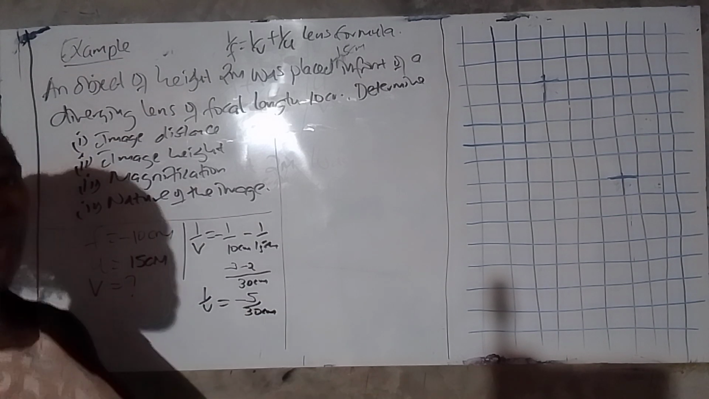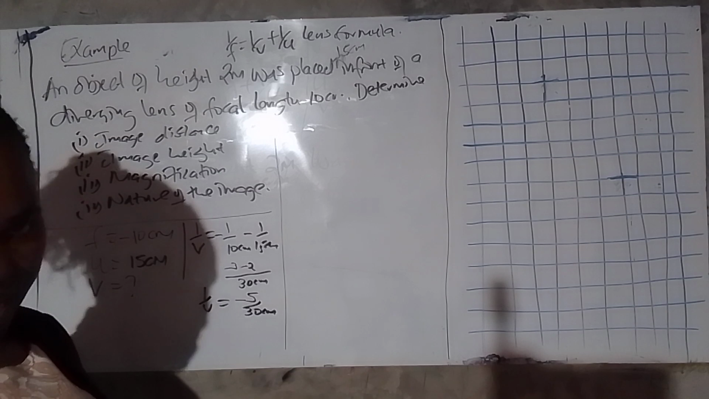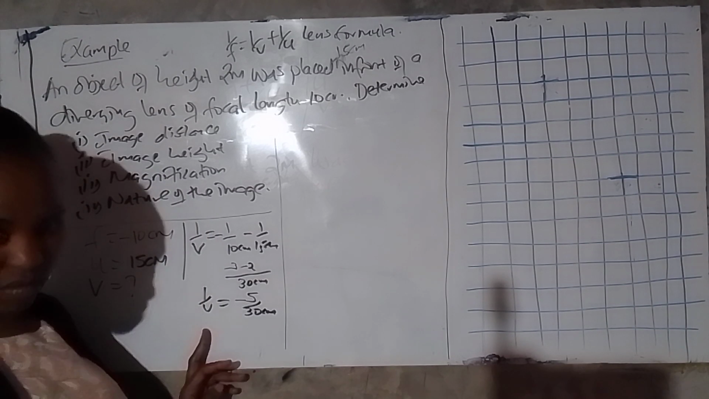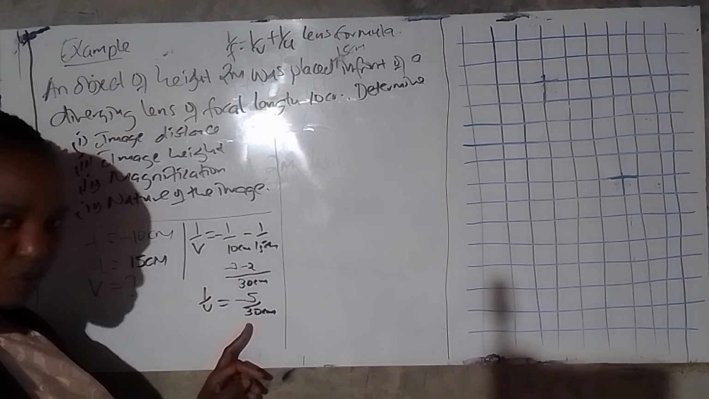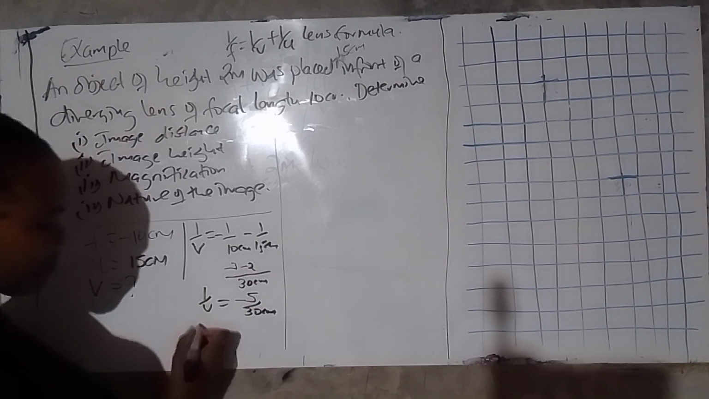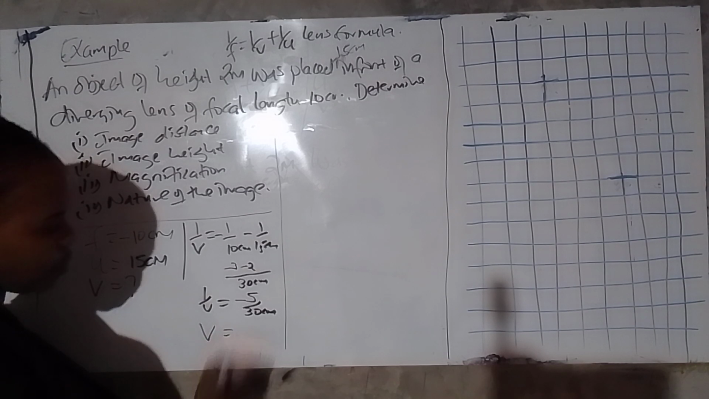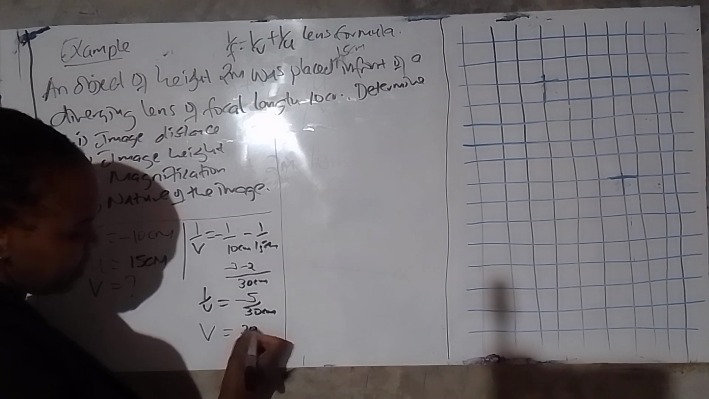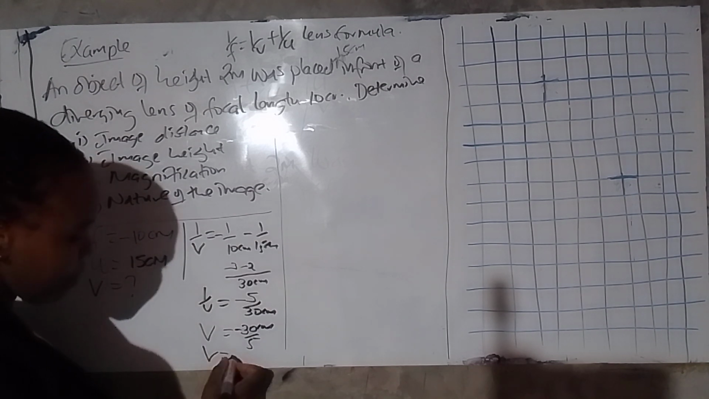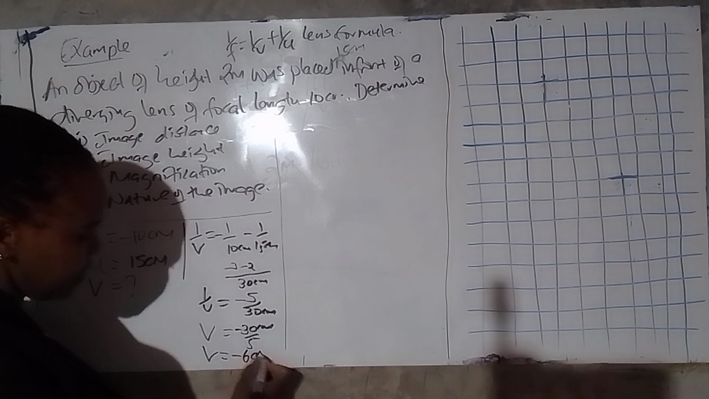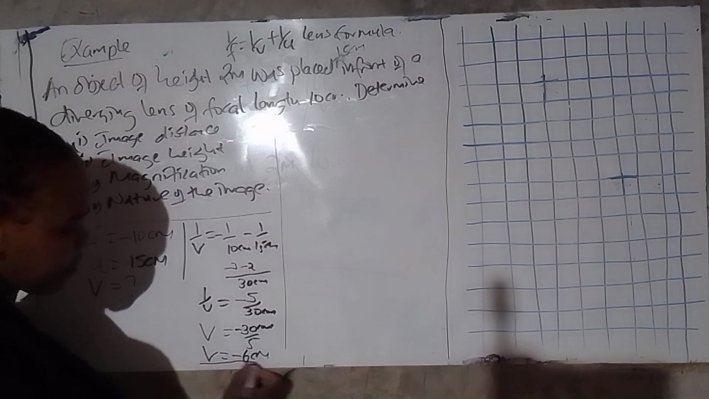Now remember, we are not looking for 1 over V. We are looking for V, okay? So I need to get the reciprocal of this, which will be equal to the reciprocal of that, don't forget. So V over 1, of course, is going to be 30 centimeters divided by 5. So V is going to be minus 6 centimeters, okay?